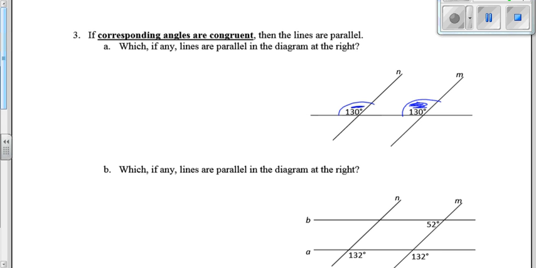So if those two angles are congruent, that means they're corresponding angles, and that also tells us the lines are parallel. So we're going to conclude that lines N and M are parallel. We'll say because corresponding angles are congruent.